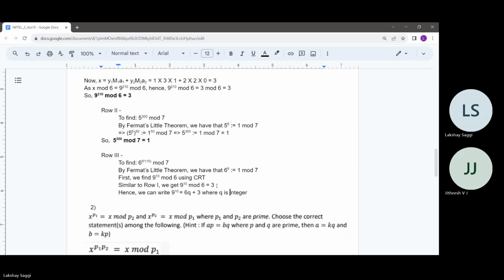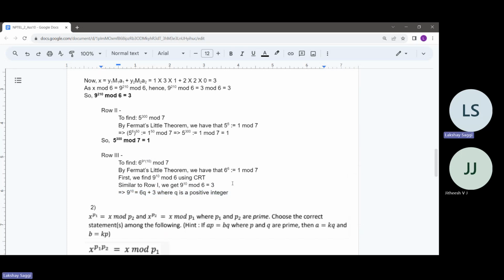Q is a positive integer, right? Because 9 raised to the power 10 mod 6 equals 3, this implies that 9 raised to the power 10, when divided by 6, leaves a remainder of 3. So we get that 9 raised to the power 10 can be written as 6q plus 3.